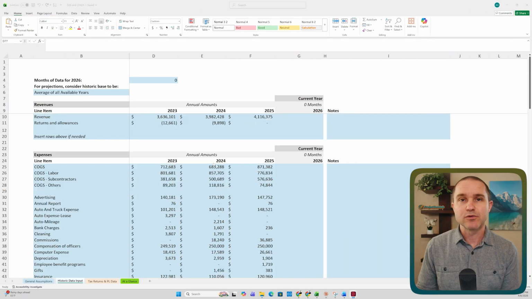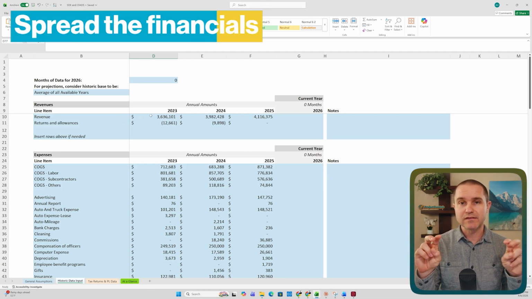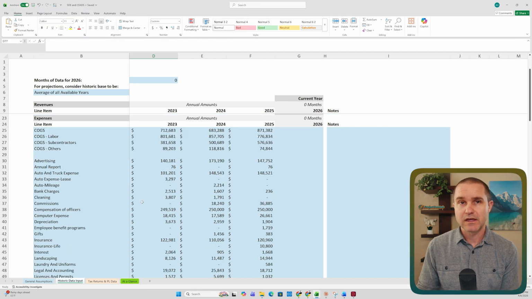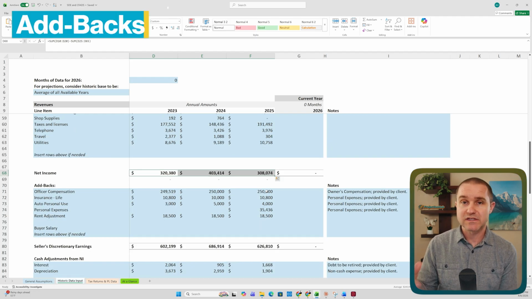What I've done is pull together an example from a client. This was a contractor doing residential remodeling work. We pull together the historical tax returns for the last 3 years, and this is what the lender is going to do. They're going to spread the financials, which means they'll get the historical financials into a spreadsheet like this and get all your expenses. So this might be what the tax returns say the net income is, but that doesn't tell the full story, because there are what are called add backs.